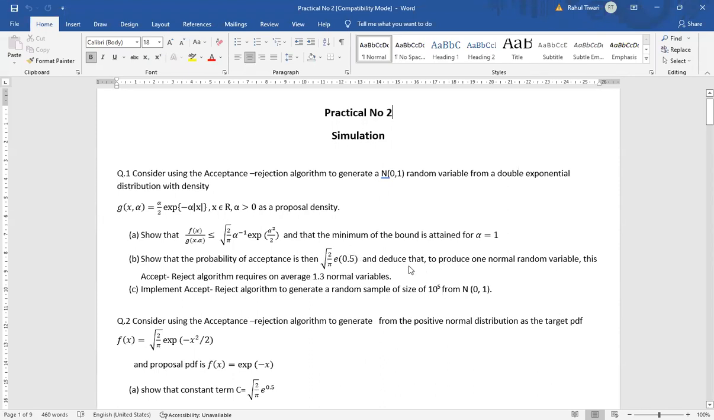And hence deduce that to produce one normal random variable, this acceptance rejection algorithm requires on an average 1.3 normal variables. That is the value which you have computed, around 1.3. Then implement the acceptance rejection algorithm to generate around 1 lakh observations from the normal 0, 1. You can do the same example which we have already done here.